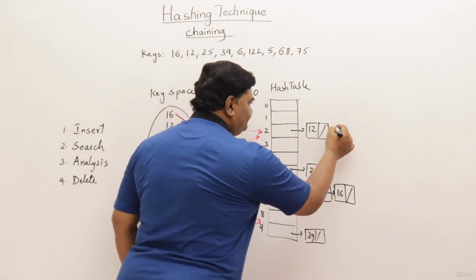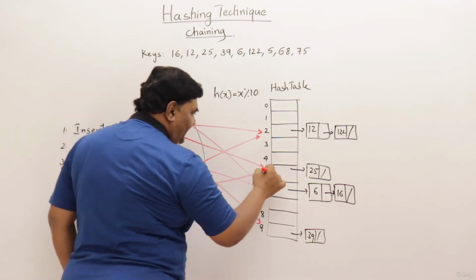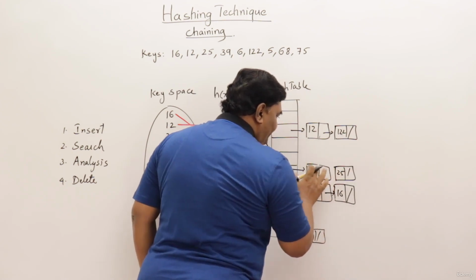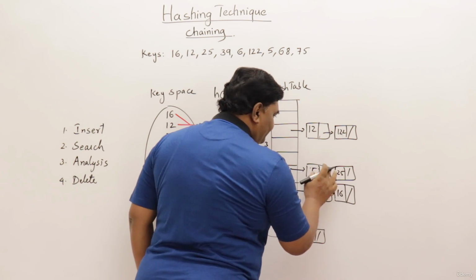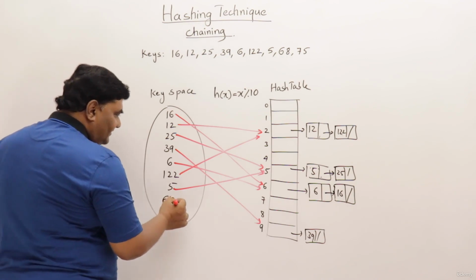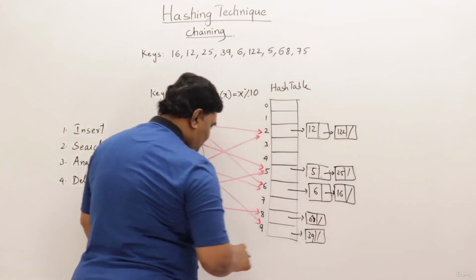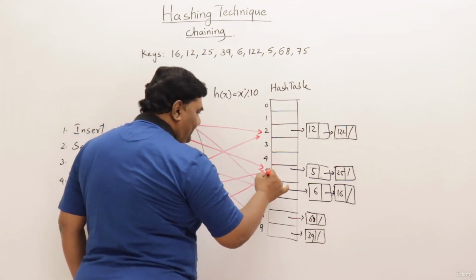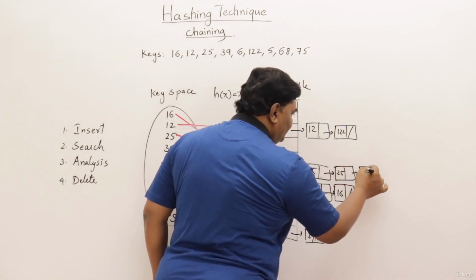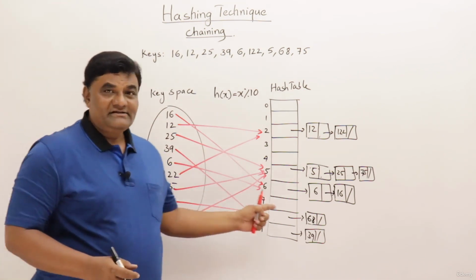122 is greater than 12, so it's inserted there. The next is 5. 5 is mapped here. So 5 is smaller than 25. So 5 comes as a node before 25. 68, it's inserted here. 75 again mapped at 5. So 75 is greater than 5, greater than 25. So it should come here as the last node. So that's all. I have inserted all these keys and the keys are inserted in chains.